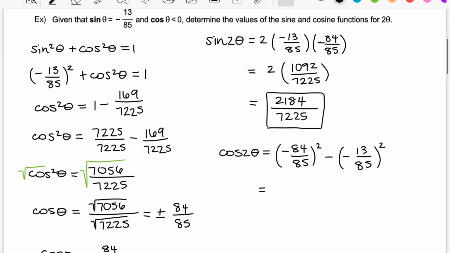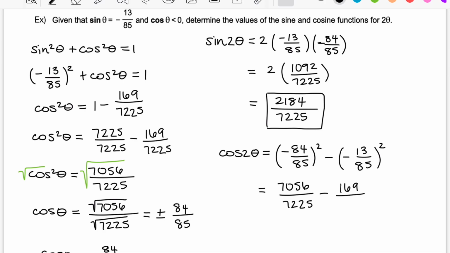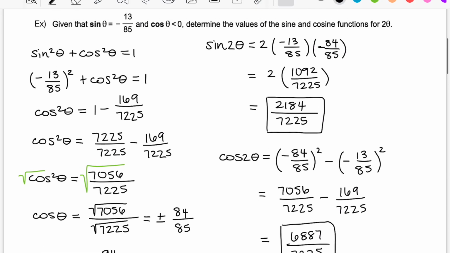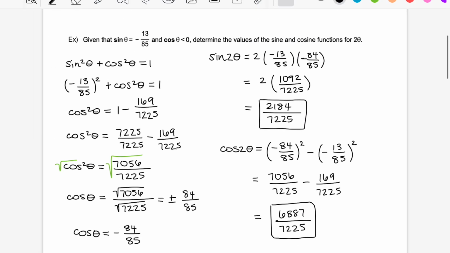So this gives us this here, minus this here. Now subtracting these, we'll get this over our common denominator. And we can't simplify this further either, so this will be our final answer. So that's how we'd use our identities to find the double angles for sine and cosine, given just this information.